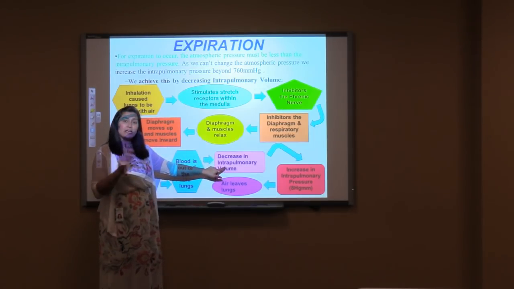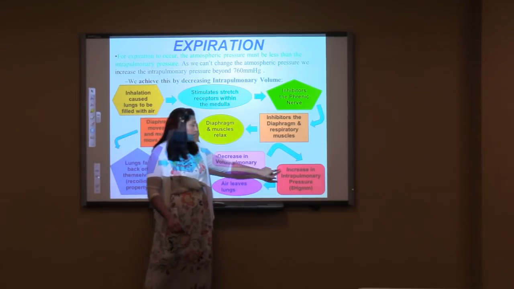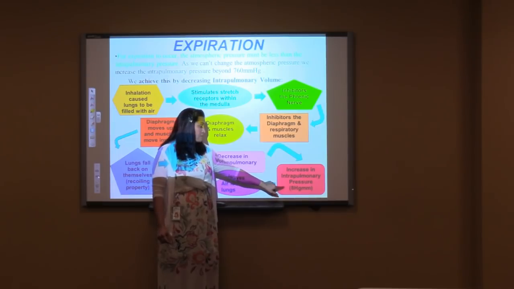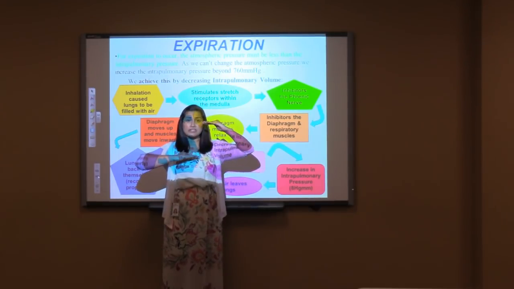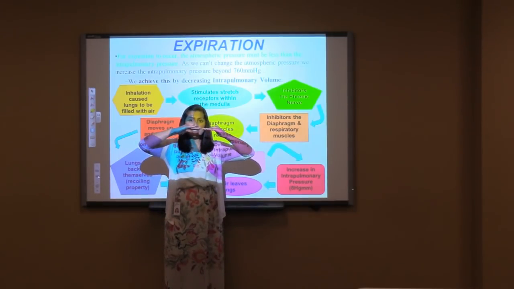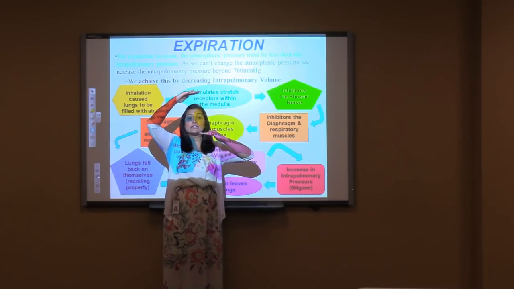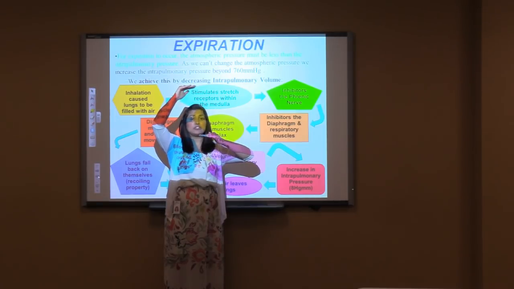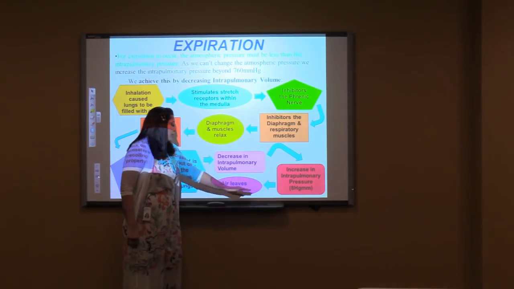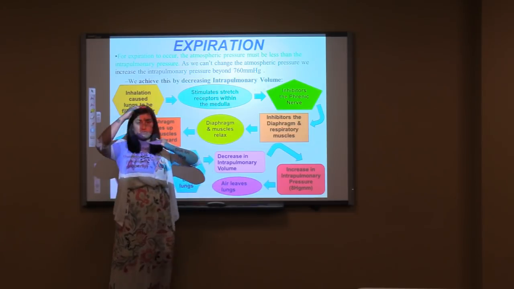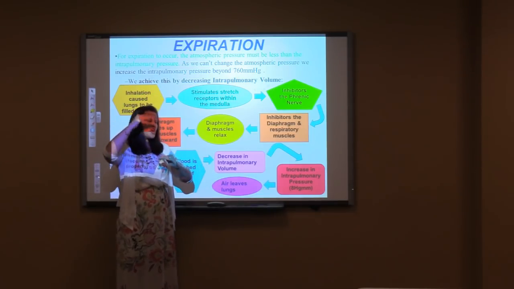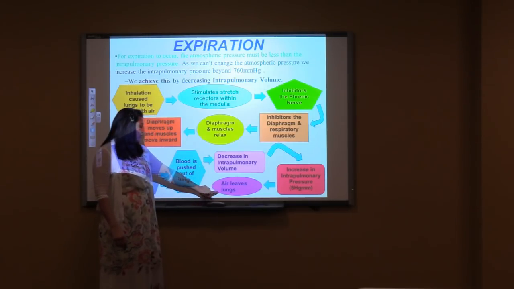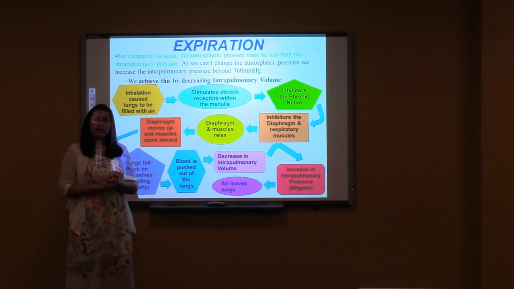Because you have decreased the amount of volume inside the lungs, automatically there is an increase in intrapulmonary pressure by 8 millimeters of mercury, meaning you were at 756, you went up to 760, but you kept on going and reached 764. So it went from 756 to 764, which is an 8 millimeters of mercury difference. And that difference between the intrapulmonary pressure and the atmospheric pressure causes air to leave the lungs and enter the atmosphere. So air leaves the lungs, and that's how we exhale.